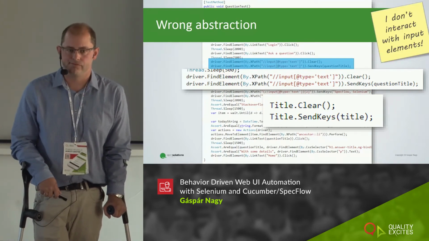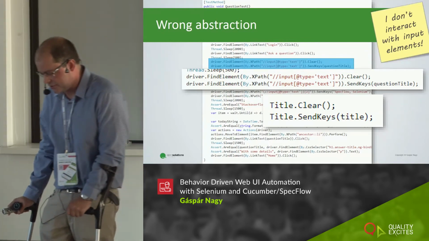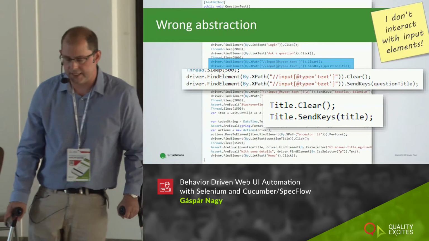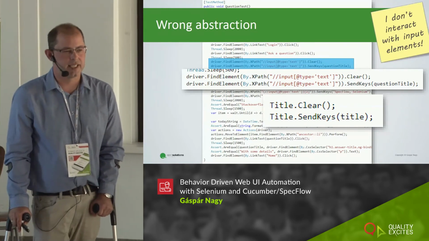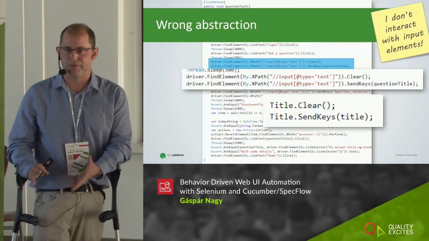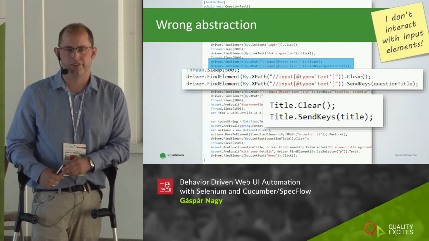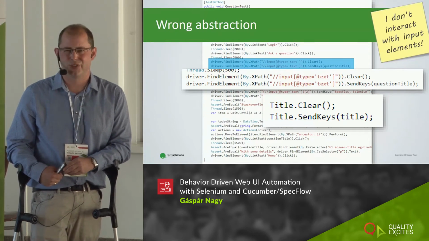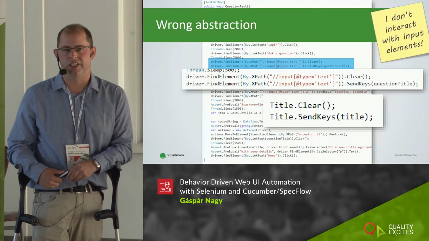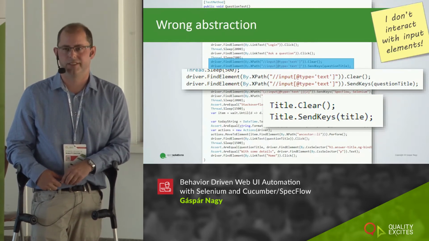If you see such code, and even if you are applying the page object pattern, it would still look like that. This is a sign that we are not really automating things at the right abstraction level. Think about how our users are working with our website. Our users are not thinking in HTML controls. They hopefully don't even know what an HTML control is.